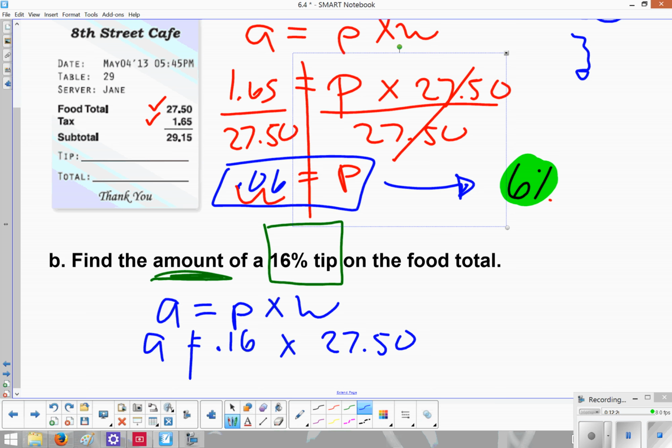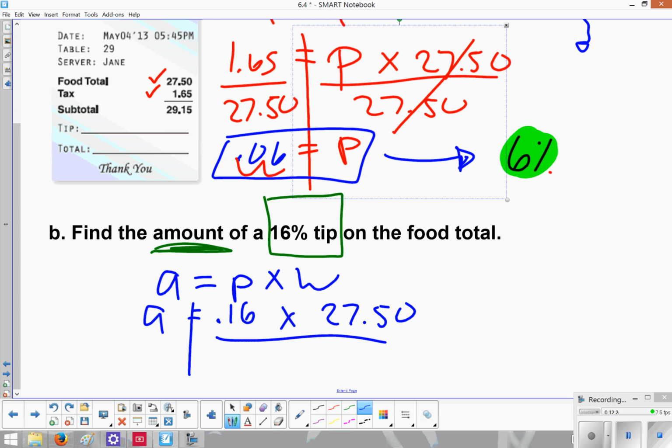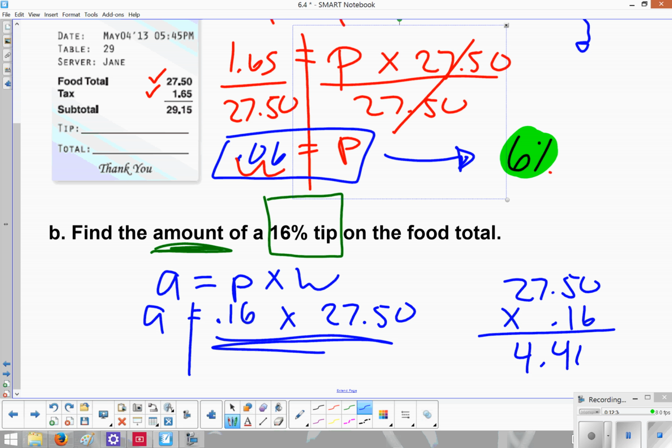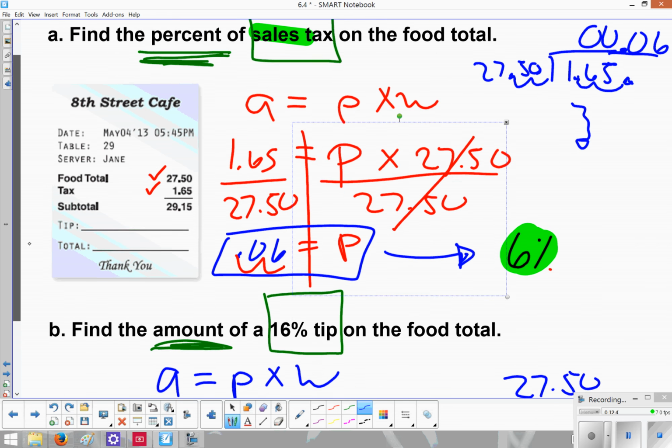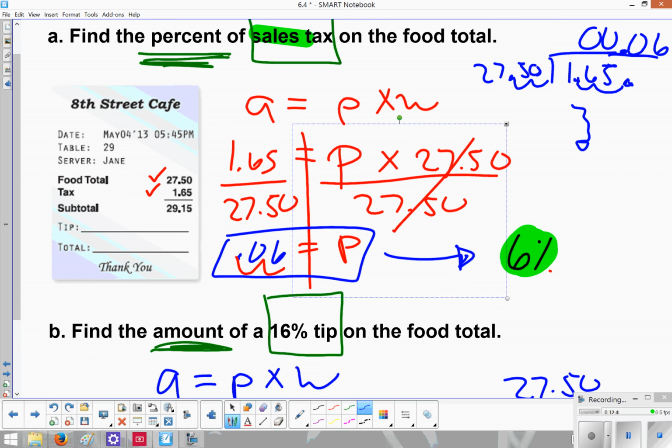So then we're going to solve for A by multiplying these two. So we're going to go 2750 times 0.16. Once you multiply that correctly, and make sure you count your decimals very carefully, you get $4.40. So A equals $4.40. What does that mean? You tip the person $4.40 based upon a 16% tip. Okay, so using the equation today will help you find the unknown of percents of the part and the whole.